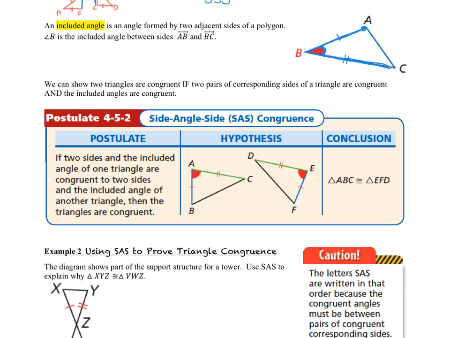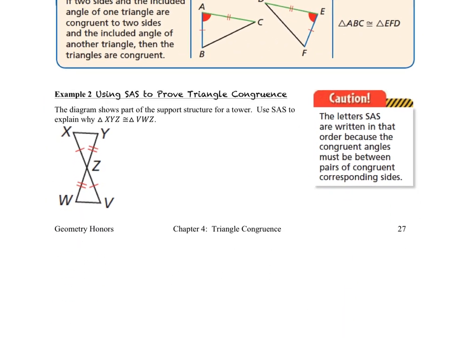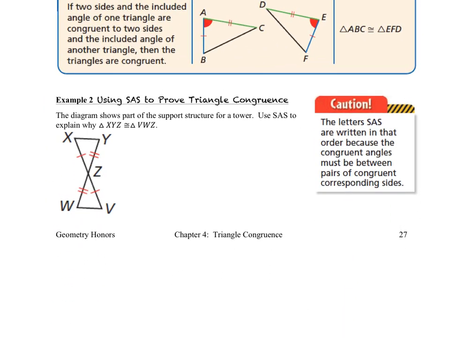So side angle side: if two sides and the included angle of one triangle are congruent to two sides and the included angle of another triangle, then the triangles are congruent. So this is our next shortcut. SAS, side angle side. Use SAS to prove two triangles are congruent. So take a look at what we already know.